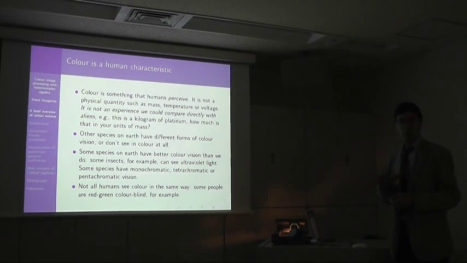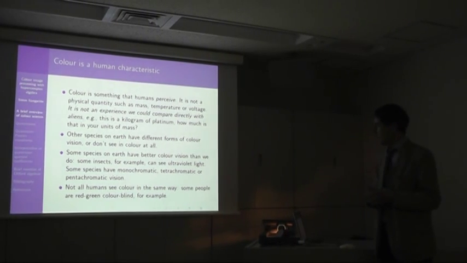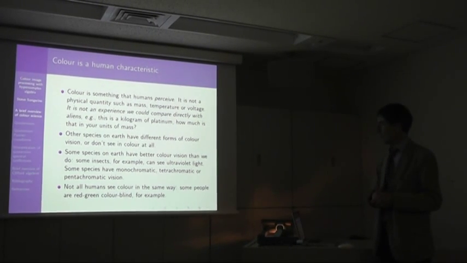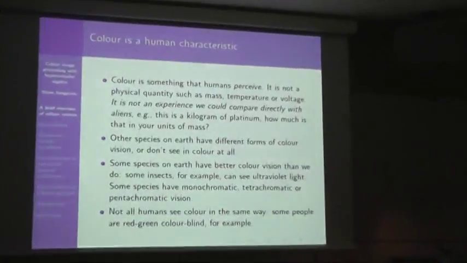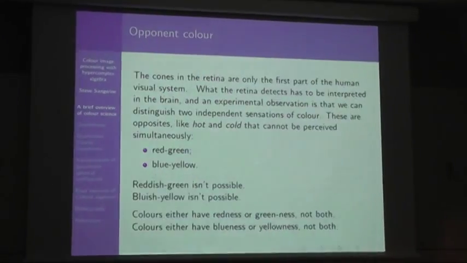And of course it's worth mentioning that not all humans see colour in the same way. Our computer displays are designed for the typical average human, but those with abnormal colour vision find it difficult to use normal computer displays because they can't distinguish, for example, red and green.